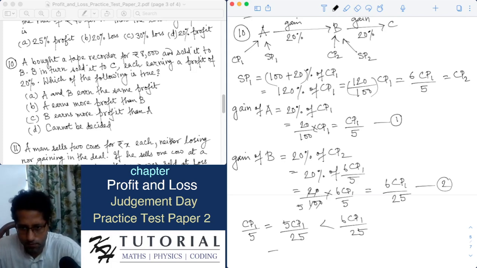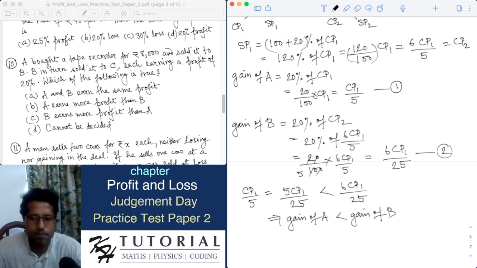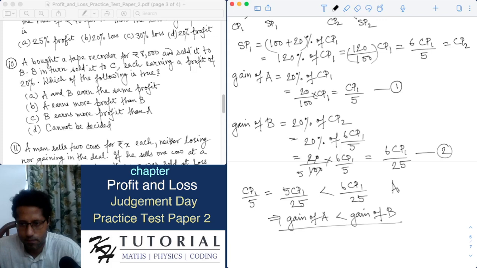This implies gain of A is less than gain of B. So the choice is B earns more profit than A. So the correct choice is C.